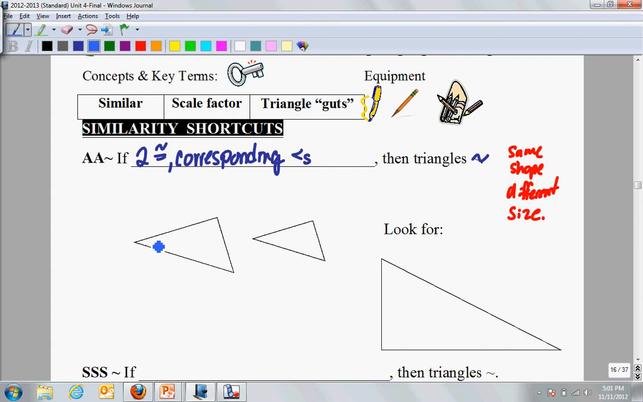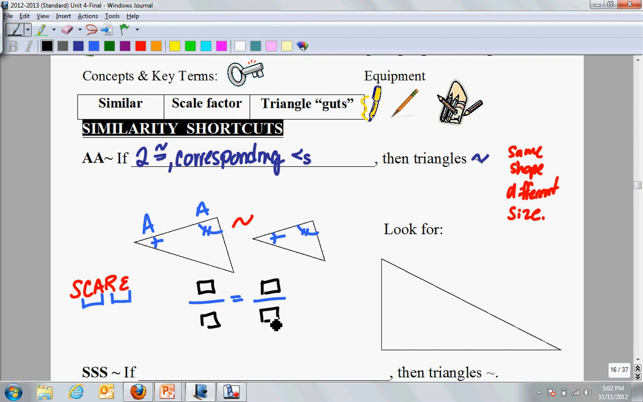So here, if we have two corresponding congruent angles, so there's one set of angles, put an A. And if you have another set of congruent angles, put an A. So if you have two pairs of corresponding congruent angles, the triangles are similar. Now remember, when you have similar triangles, you have SCARE, which means congruent angles is the CA, and once you have similar, you also know that the side ratios are equal, which allows you to start making proportions with the sides, which is the bulk of this chapter. So once you use a shortcut to prove similarity, you can start working with proportions.